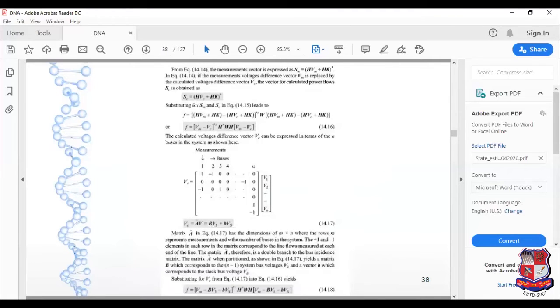Now Hc is equal to HVC by Hk, as we have previously determined this value. Hc is equal to HVM Vc into Hk. Suppose over here.